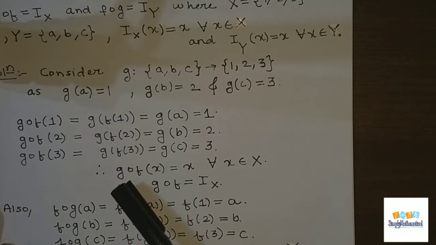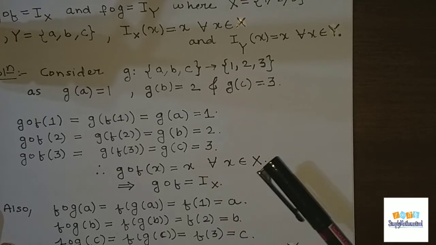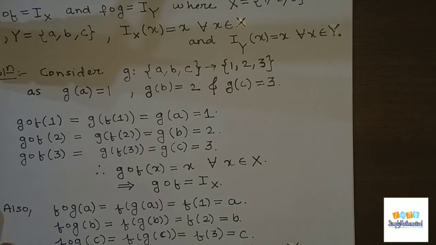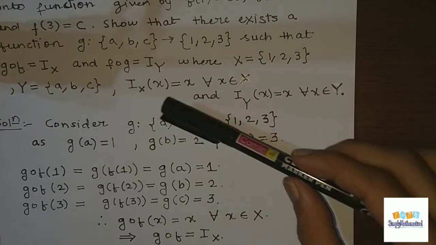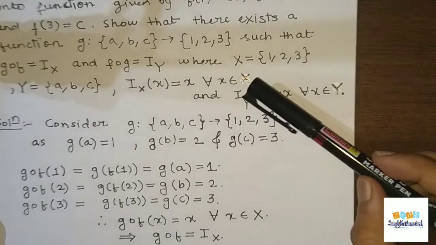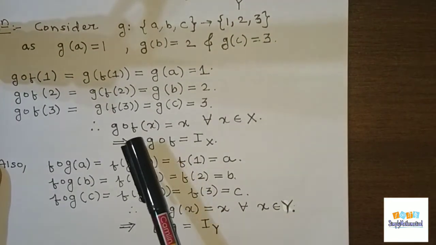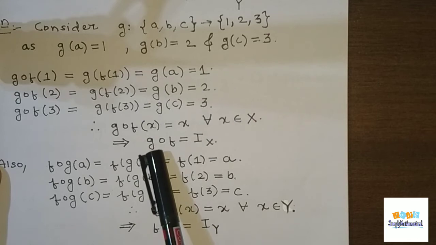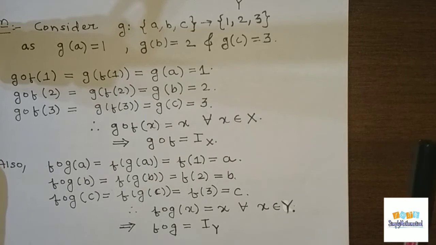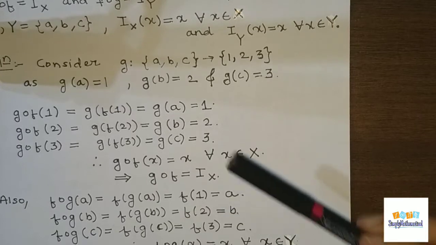So you find that g composite f of x is equal to x for all x belonging to the set capital X, and you know that this function I suffix x of x is equal to x for all x belonging to the set capital X. So you are getting g composite f equal to the function I suffix x, because both the functions are the same.